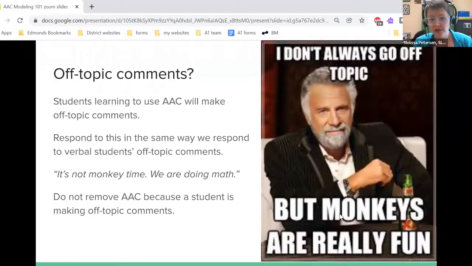Students will also make off-topic comments, I promise. And we want to respond the same way that we would if a kid who talked was making off-topic comments. Just redirect them back to whatever we're supposed to be talking about. Don't take away the iPad or the core board or whatever because they're saying something off topic. We want to teach them how to stay on topic rather than taking away their ability to say anything at all.